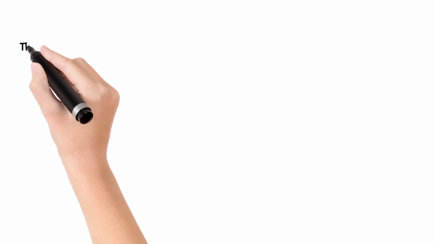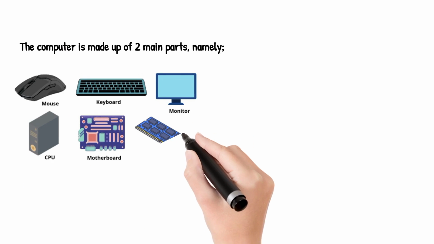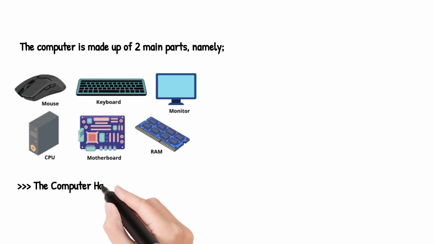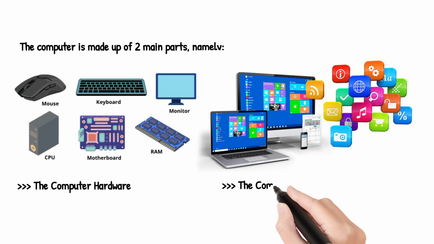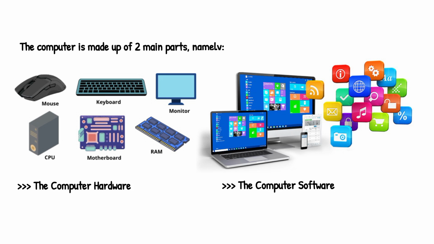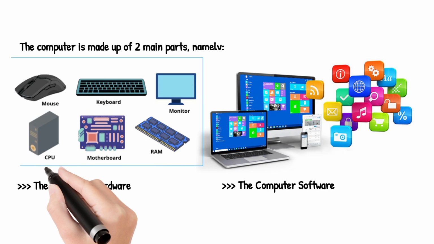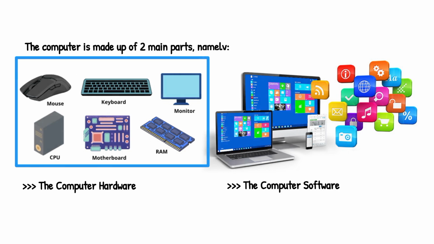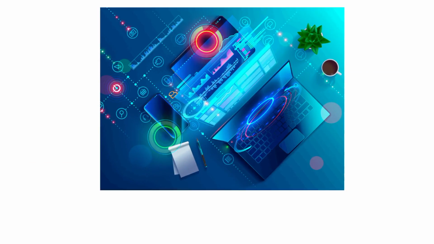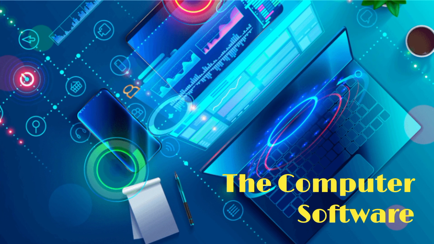Allow me to re-echo the fact that a computer is made up of two main parts, namely the computer hardware and the computer software. In our previous video, we were able to talk about the computer hardware, and I hope you can follow it as well so that you can catch up with where we are now. And in this video, we are going to be talking specifically more on the computer software.